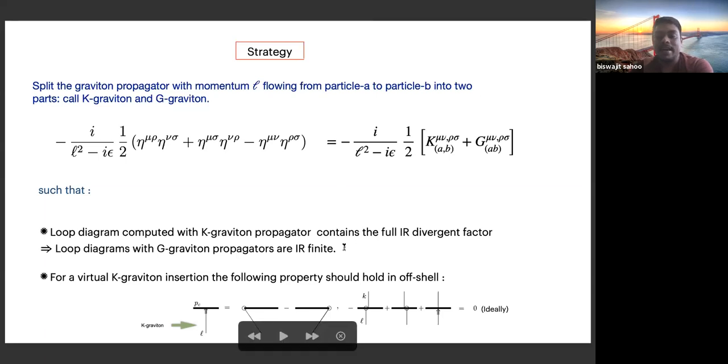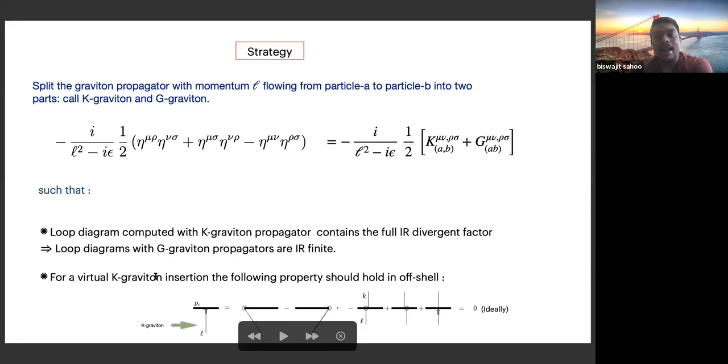To fix that, I will demand that if we compute a one loop diagram with no external soft graviton, only finite energy particles, say for scalar theory only scalar particles and no gravitons, then this one loop diagram with the G graviton propagator will completely vanish. In that way, I can put some IR finite piece also with this IR divergent piece in the definition of K. I will show you what this K and G are on the next page.